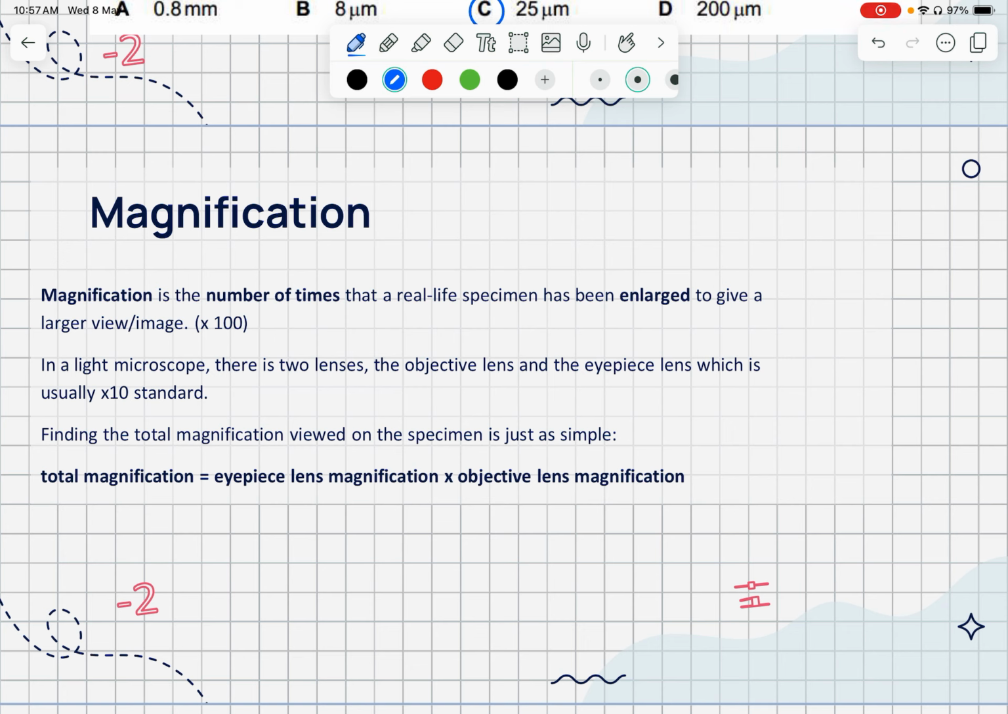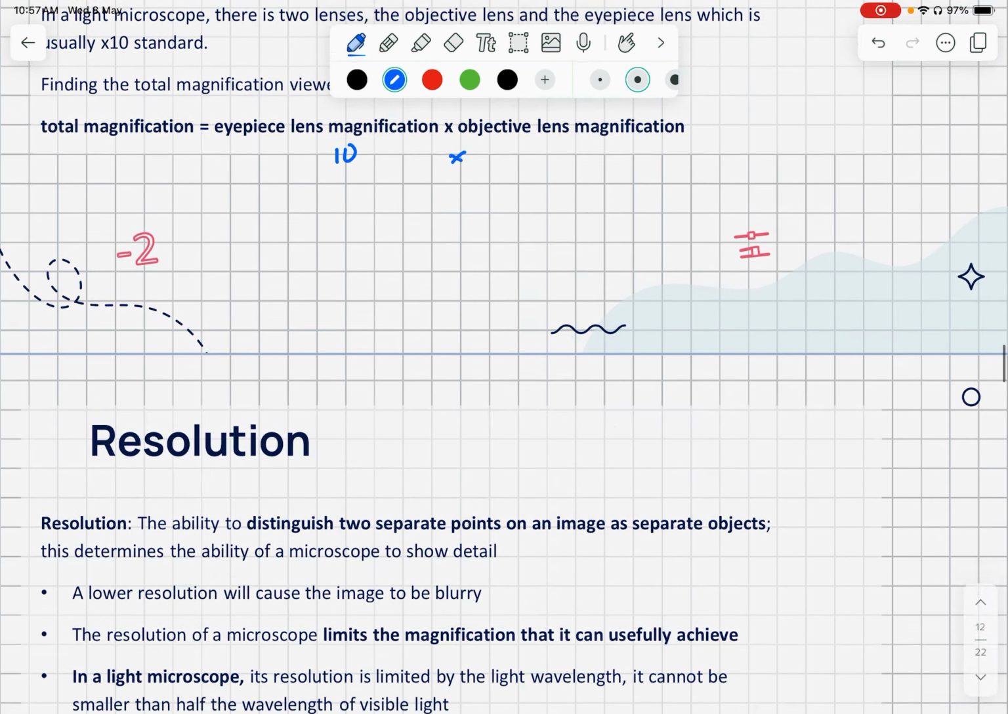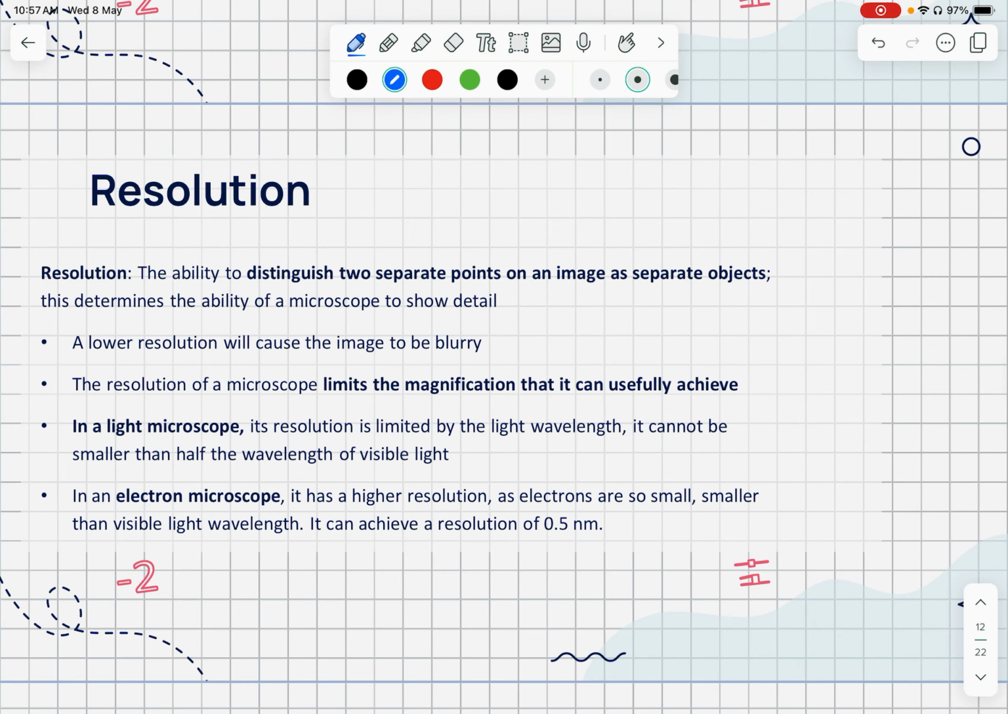So now they will ask you to find the total magnification view. Of course, for the objective lens, there are times 10, there are times 40, and there are even larger values also. So what we do is take the eyepiece lens, which is typically 10, and multiply by the objective lens that you use. So this will tell you the total magnification that you use to view that object.